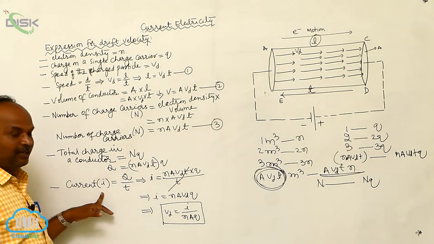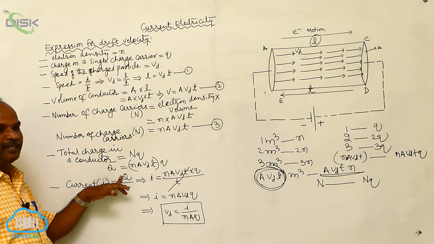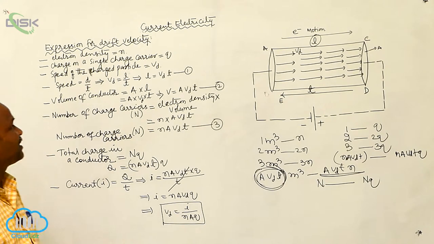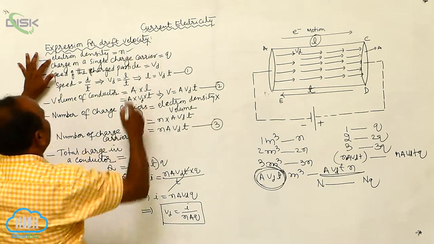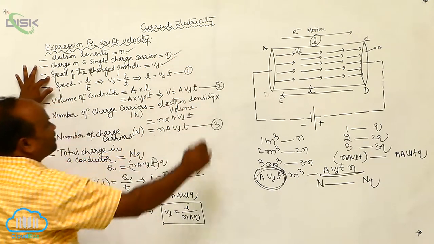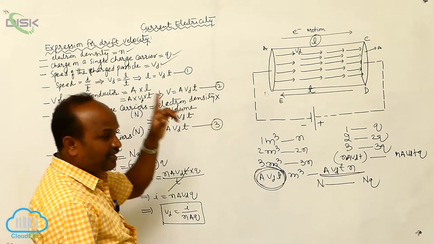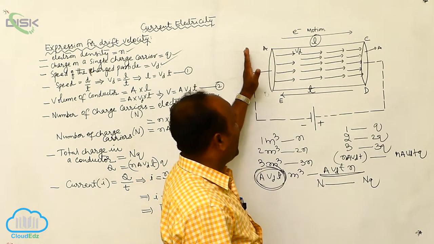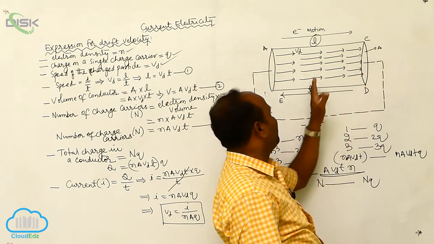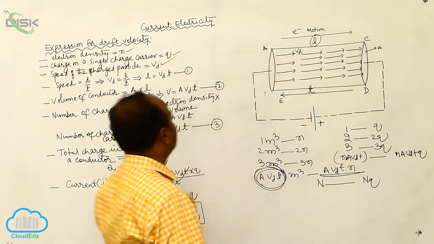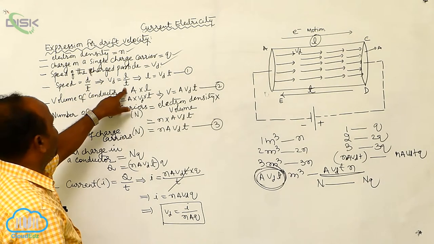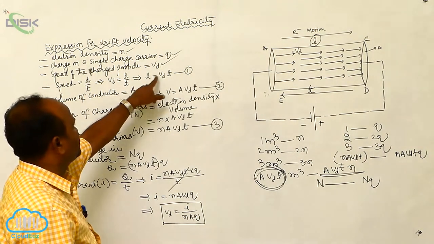According to the current definition, the total charge you want to calculate should be divided by the time, then you are going to get the current. Now, what is the electron density? N. What is the charge on a single charge carrier? Q. Every charged particle travels with a constant speed, that is Vd. Therefore, a single charge has to cross from one end to the other end with drift speed Vd. In the time interval T, it has to travel L distance. Speed is equal to distance by time, so Vd = L by T. On cross multiplication, L = Vd into T.